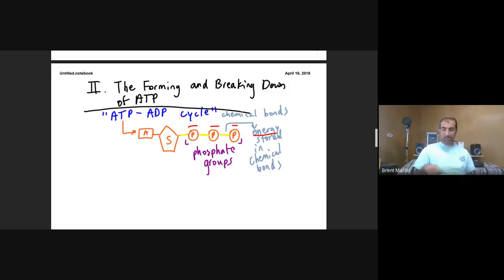Y'all might have played with magnets before when you were little and just push one magnet towards the other and watch the other one jump away. I don't know, maybe I was just a bored child. But maybe some of y'all did that too.